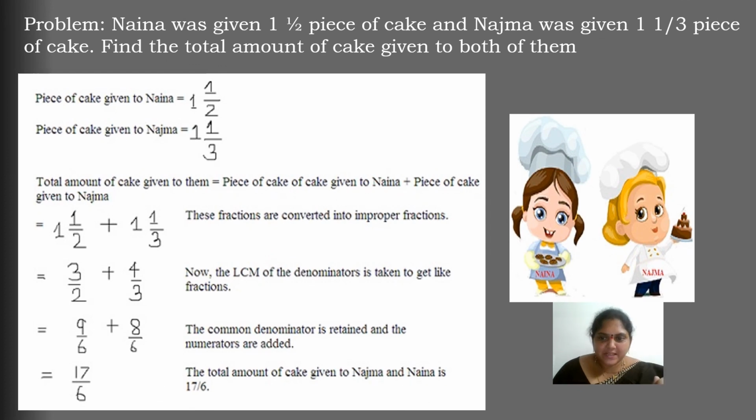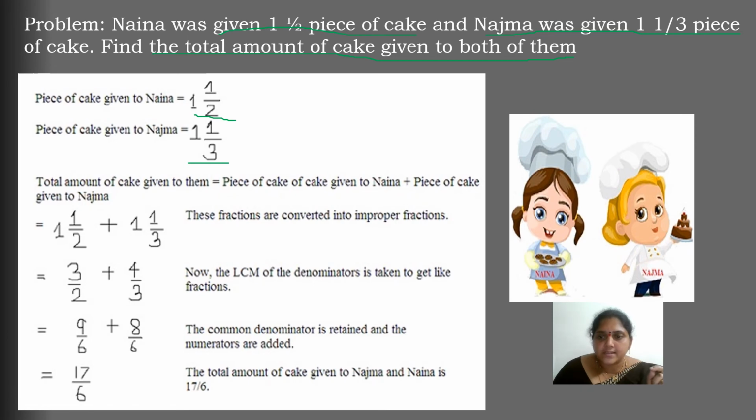One more example we'll see, Nana, here. Naina was given 1 1/2 pieces of cake and Nazma was given 1 1/3 pieces of cake. Find the total amount of cake given to both of them. Here, Naina's is 1 1/2 and Nazma's is 1 1/3.